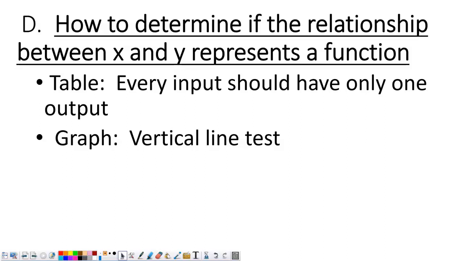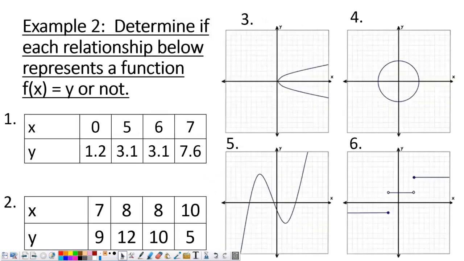So if I give you a table, the way you can tell it's a function or not is every input should have only one output. If it doesn't, then that does not describe a function. For a graph, we're going to do something called the vertical line test, which is just a visual way of doing the same thing, but we'll explain it when we get there. So here we go.